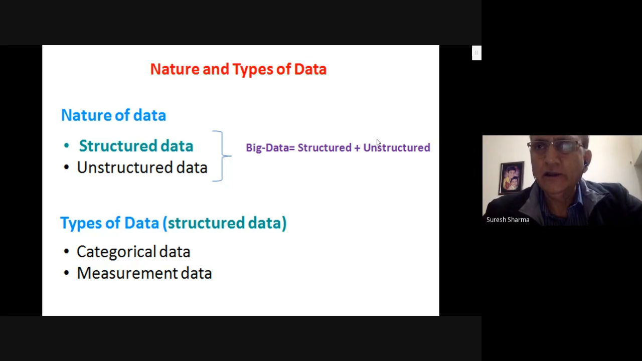Different colors can be coded. Eye color can be coded. Skin colors can be coded. So all this kind of data comes under what is categorical data.